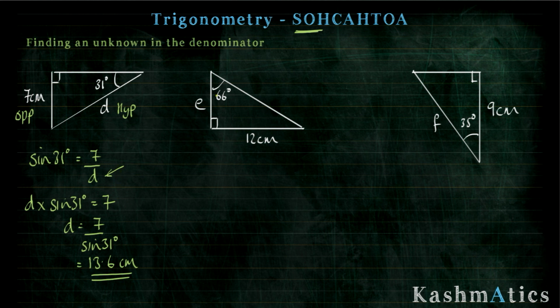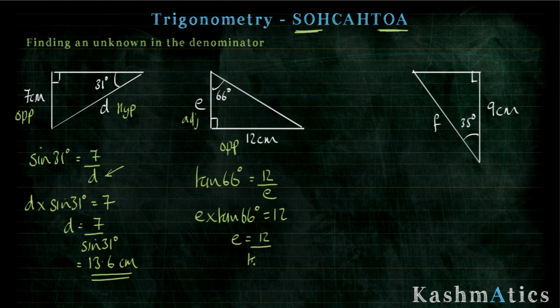Right, let's go on to the second one over here. The side I know is the opposite side. The side I'm trying to find is the adjacent side. So adjacent and opposite, that's the tan ratio. So tan 66 is equal to the opposite over the adjacent, which in our case is E. So as before, E times tan 66 is equal to 12. So E equals 12 divided by tan 66, which is 5.3 centimeters.